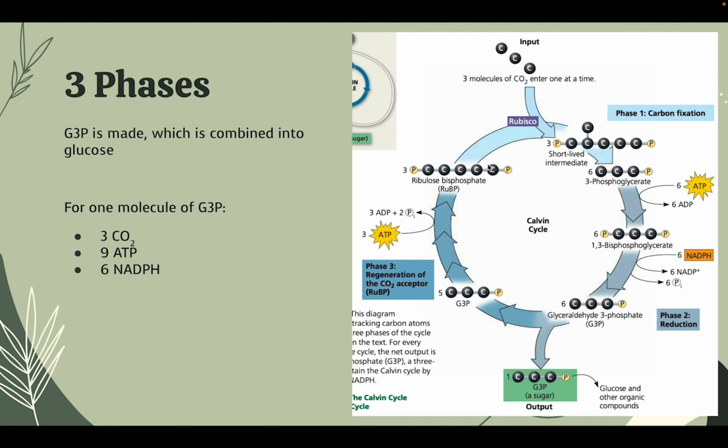So yeah, here's just some analysis. To make 1 molecule of G3P, you needed 3 CO2s to provide the carbons, 9 ATPs, and 6 NADPHs.